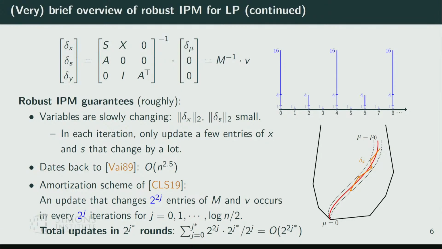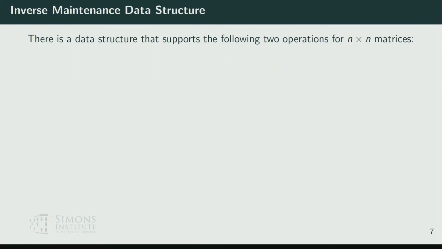Okay, great. So now we're ready to design the data structure. What we want from the data structure is that the updates of M will follow from this amortization scheme, and then in each iteration we want to output a vector that's M inverse times v. Now I'm ready to present you the statement of the data structure, and then I will prove the statement, and we'll see how to combine it with the amortization scheme.